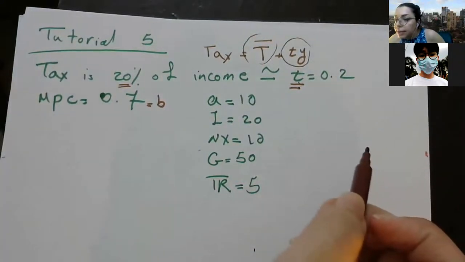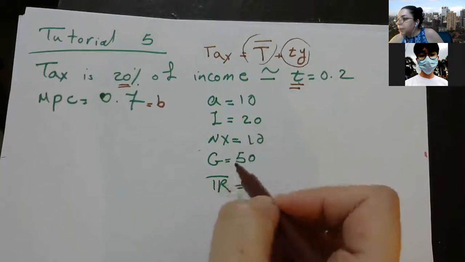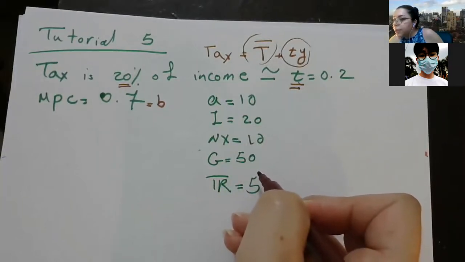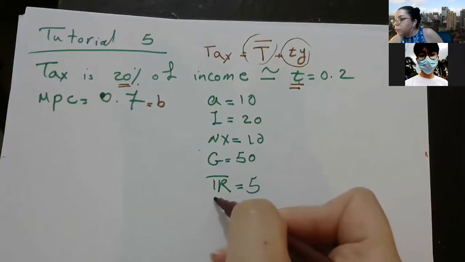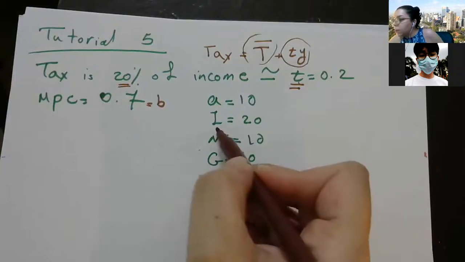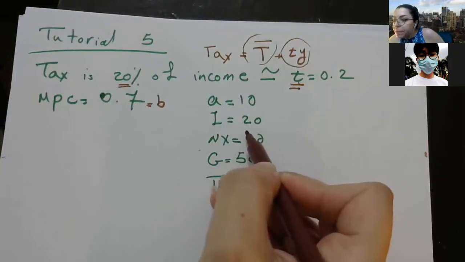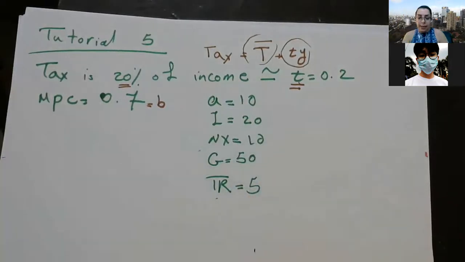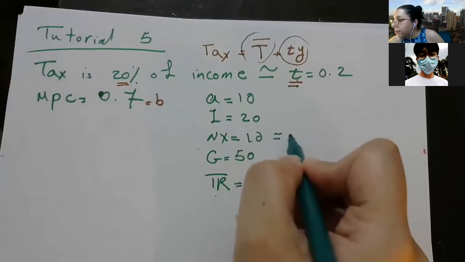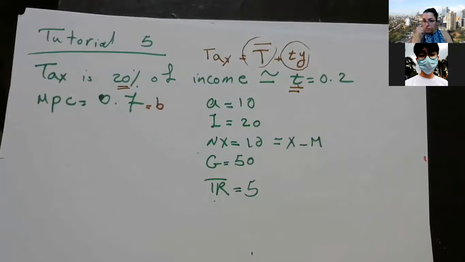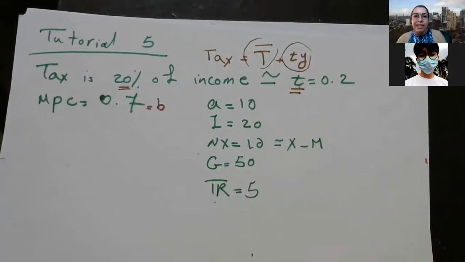Then what else is given? It is given that the government expenditure is 50, so I have put it here, and the transfer payment is 5. Then what else? Investment is 20, so I put investment equal to 20, and the net export is equal to 10. So NX is equal to 10. What is net export? It means the amount of products that we export minus the amount of products that we import. So this is our net export. These are the given factors, right?